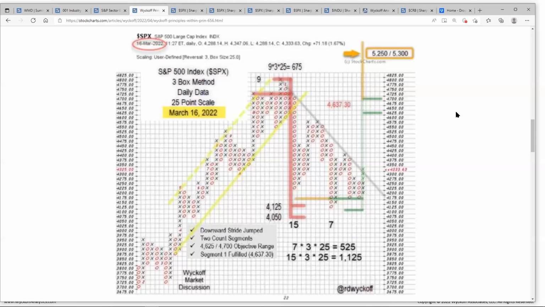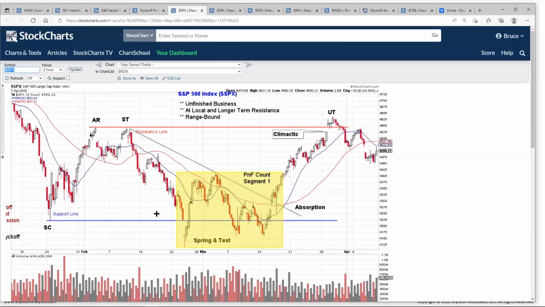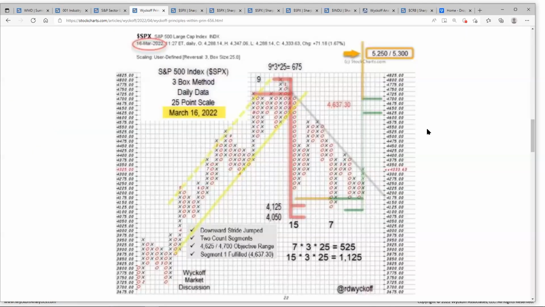You can see it on the point and figure, and a point and figure count forms. And this is that area that we just looked at on the 2-hour chart that was in yellow shading. And let me just take you back to that. There it is. So this area here is the P&F count segment number 1. And this count area we're taking with the jump up and out, we have the potential to give us a count objective range. And this gave us a count, which was 7 columns times 3 times 25, 525 S&P points, nothing to sneeze at.